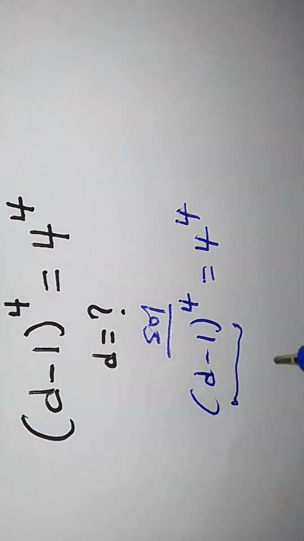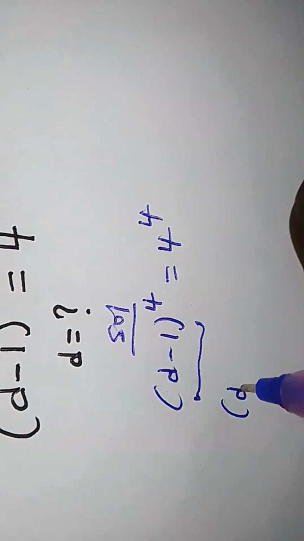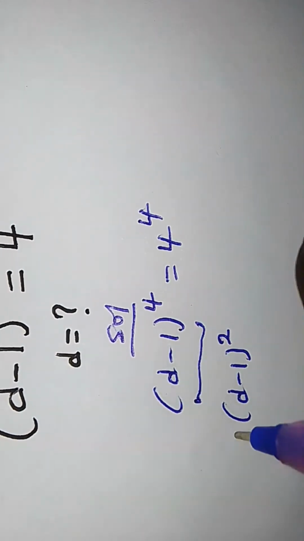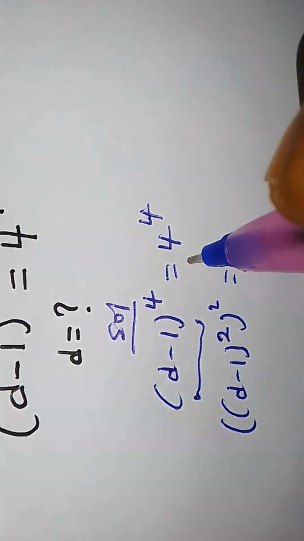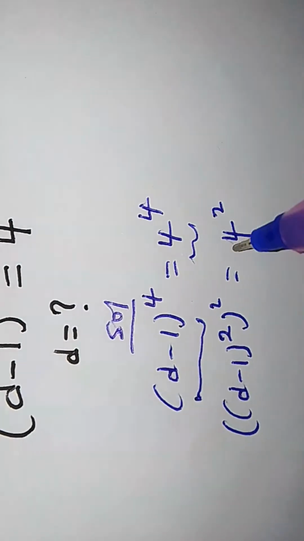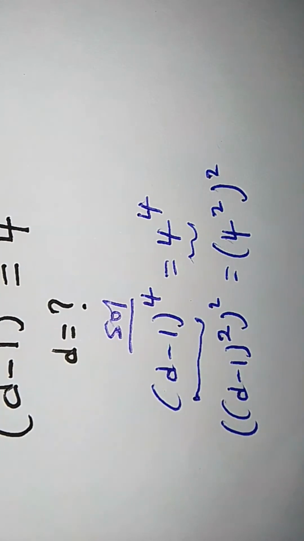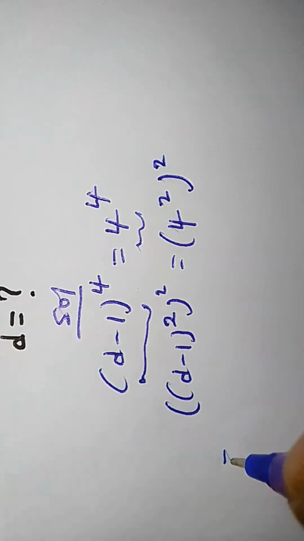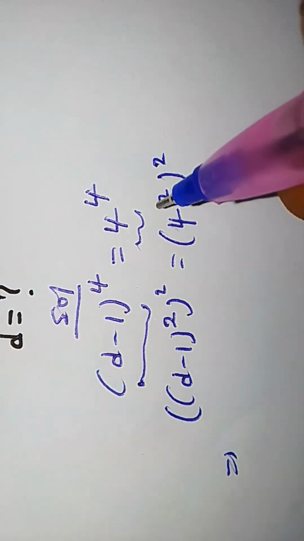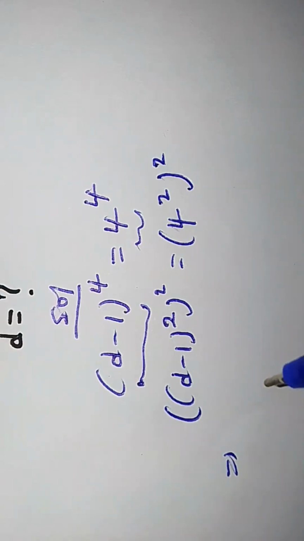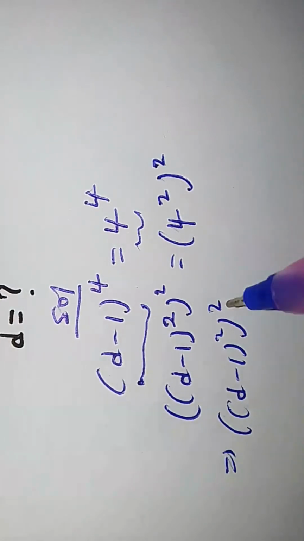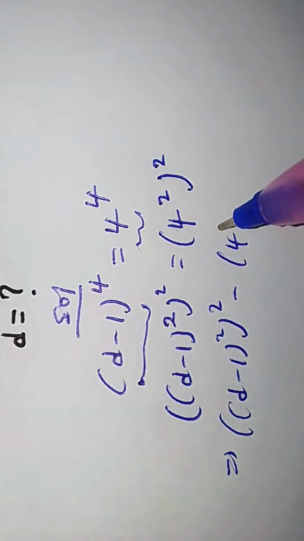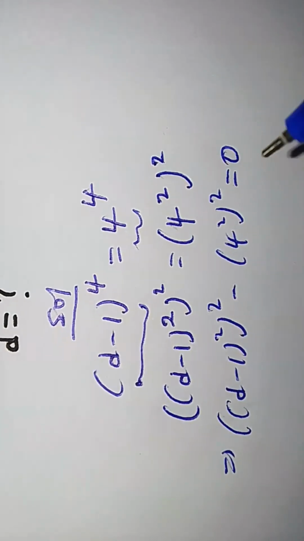This left hand side could be written as ((d - 1)^2)^2, equal to the right hand side, which could also be written as (4^2)^2. Let's continue. Now let us move the right hand side to the left hand side. So that will be ((d - 1)^2)^2 - (4^2)^2 = 0.